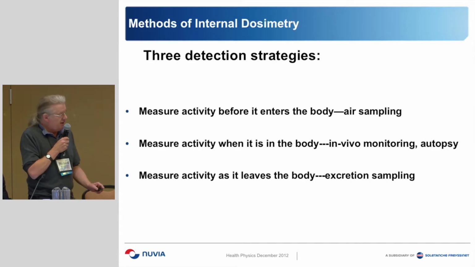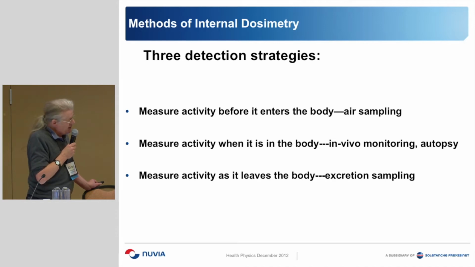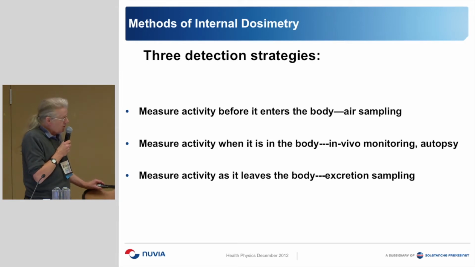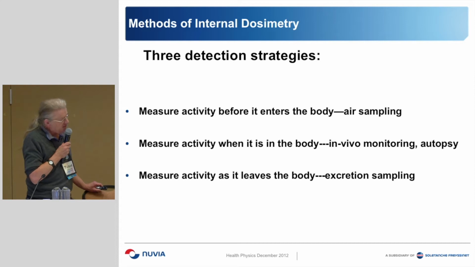We essentially have three detection strategies for internal dosimetry. You can measure activity before it gets into the body, and that's air sampling. You can measure the activity when it's in the body, which is in vivo monitoring or autopsy, or you can measure it when it leaves the body, and that's excretion sampling. Autopsy, of course, wouldn't be a very practical means of doing normal regulatory internal dosimetry. Even in the UK, we don't expect people to fall on their swords just for the benefit of the dosimetry department.